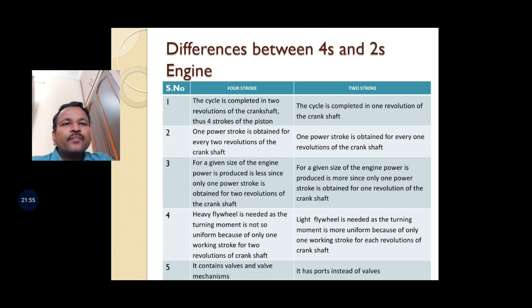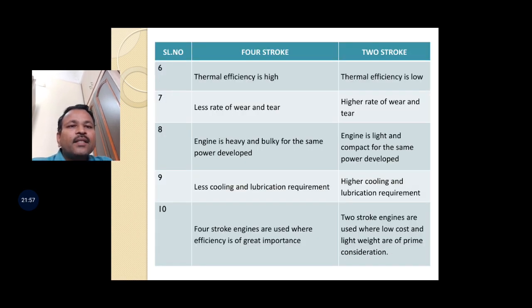4-stroke engines are used where efficiency is of great importance. 2-stroke engines are used where low cost and light weight are prime considerations. So nowadays all are 4-stroke engines only. Even 2-wheelers also have 4-stroke engines only.